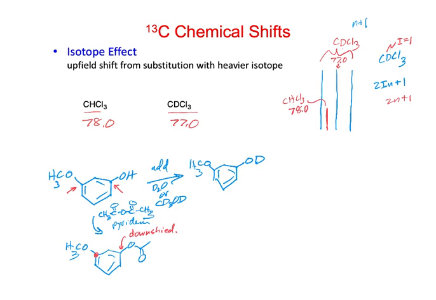So you see an upfield shift. I don't have an example here to show exactly how far. It's pretty small, but probably 1 or 2. Probably less, because for the chloroform example, we were looking at a carbon that directly had a deuterium attached, right? In this case, it's 1 bond further away, so the effect is going to be smaller.